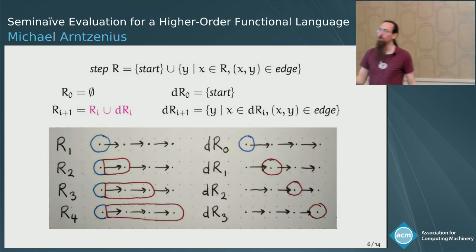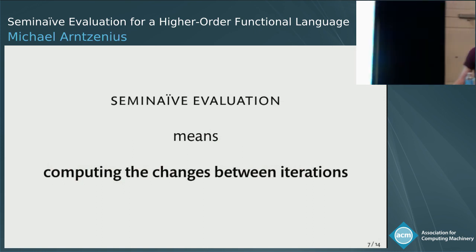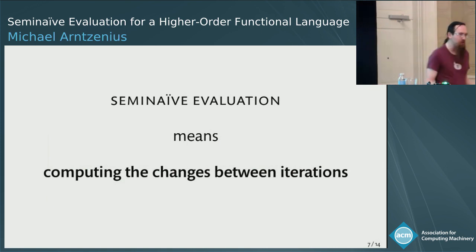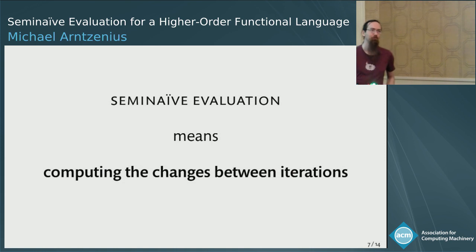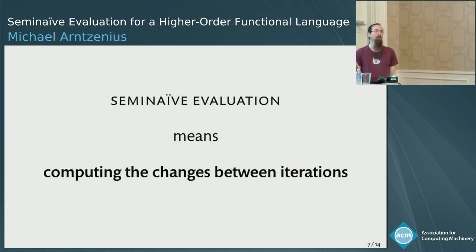And this is the core idea of the evaluation strategy in Datalog called Seminaive Evaluation. And we've known how to do it in an automatic fashion since the 80s. It means finding fixed points faster by computing the changes between iterations. How do we do this for a higher order language, though? Well, for that, I claim we need a theory of changes for higher order languages.